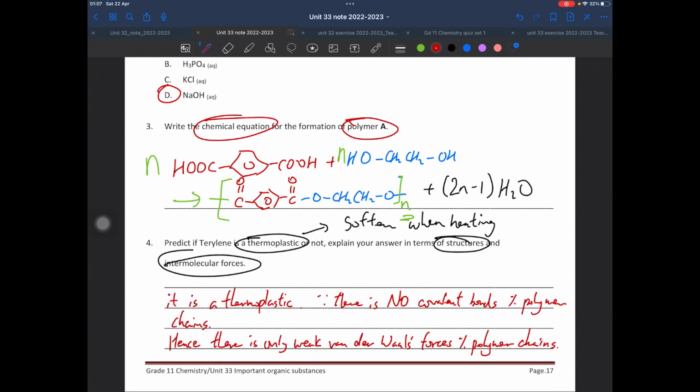And here shows it is a thermoplastic for sure, because there are no covalent bonds between the polymer chains. So this is the polymer's structure. As a result, you can see only weak van der Waals force is formed between the polymer chains. When you heat it, the polymer will become more mobile and hence it can be softened.